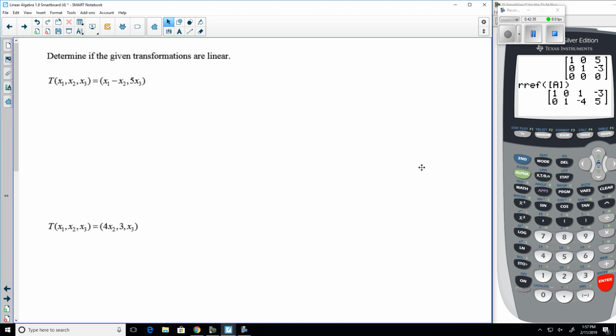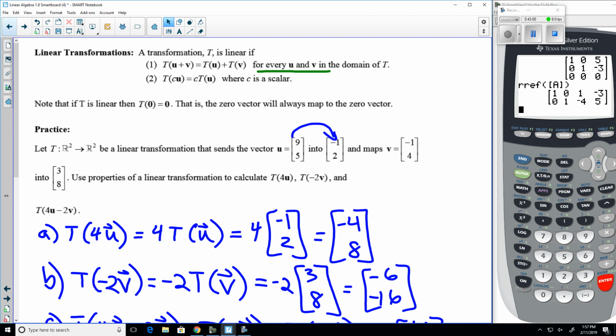So here's the hard part. We have a definition of a transformation. We want to determine if they're linear or not. And if we have to show that they are linear, we have to show that they satisfy those two conditions, right? For every u and v in the domain of T. And that's the hard part. We have to prove it for all.